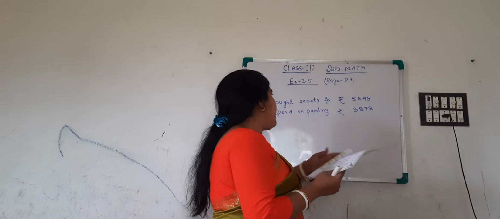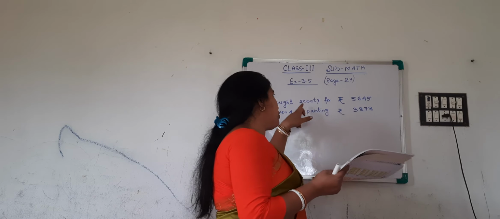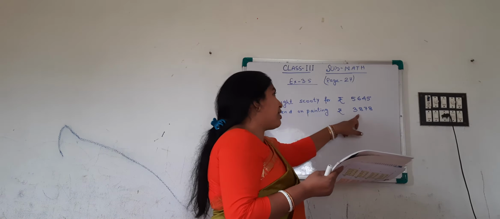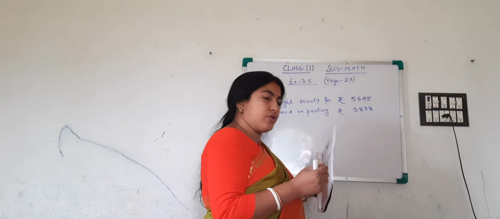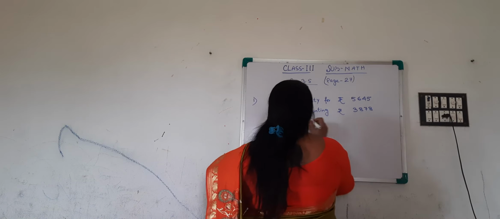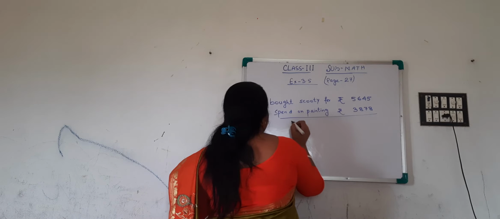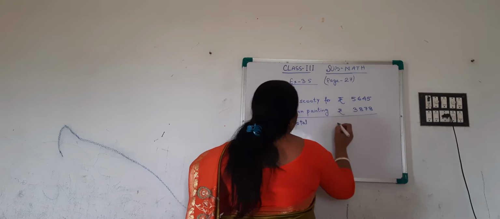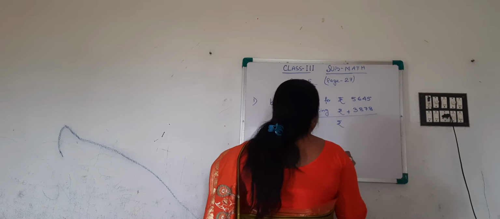First, he spent this for buying the scooty. Next, he spent on painting. So, how much did he spend in total? Total how many rupees? You have to add the numbers.